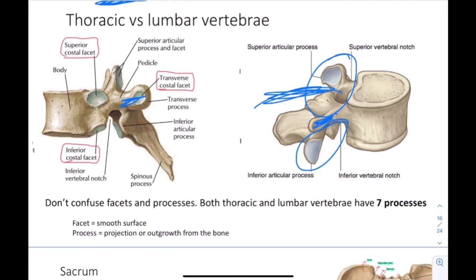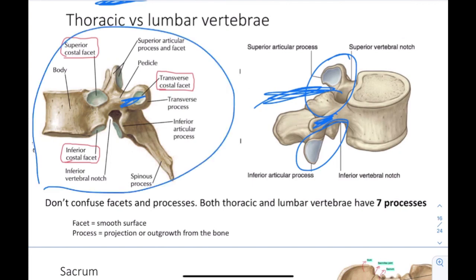But when we talk about the facets, there are actually 10 facets in the thoracic vertebrae, like we just mentioned. So don't confuse the two. But both the thoracic and the lumbar vertebrae have 7 processes. Processes are basically projections of the bone, but the facets are the smooth surface where bone articulates, where they form the joints.